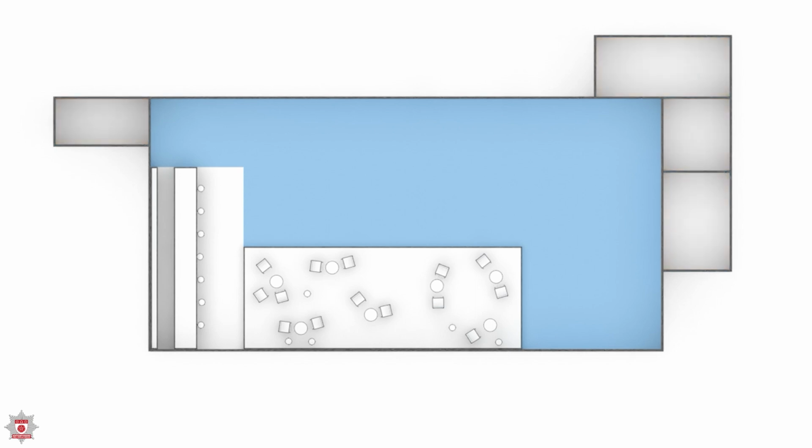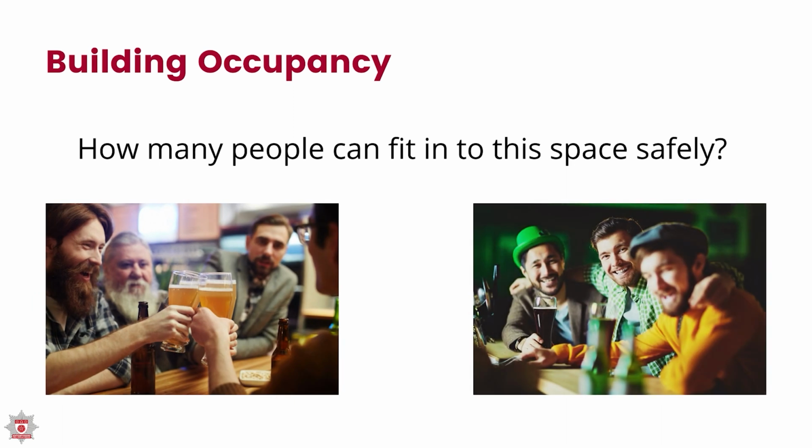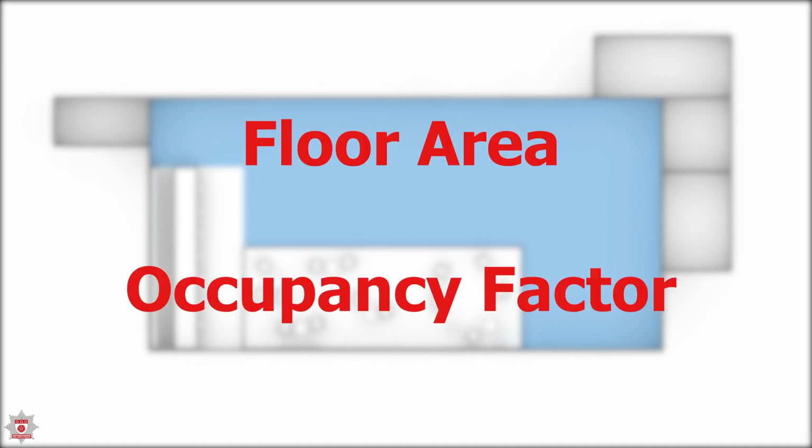This is required as the spaces are being used differently, so will allow a different number of people in each area. Now we have determined the area of the main floor space after removing the bar and seating area, we can determine how many people we can fit in this space safely. We need two figures to calculate this. The first number we require is the floor area, and the second is referred to as the occupancy factor.